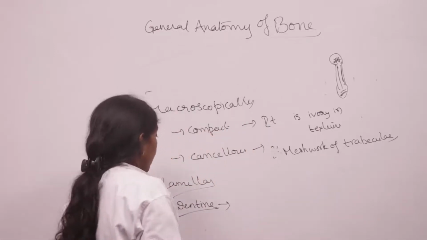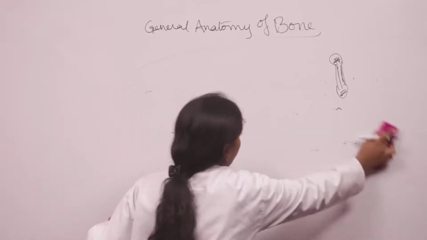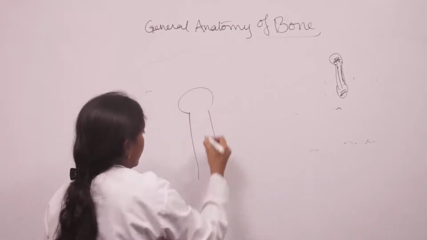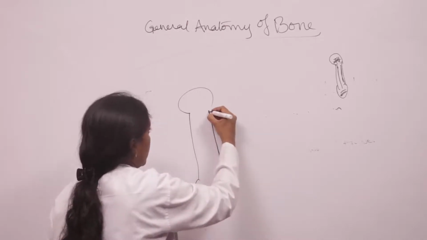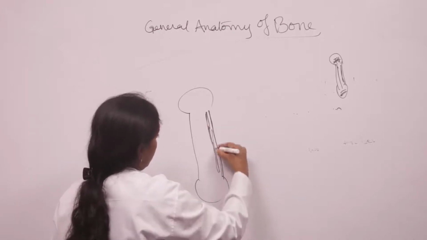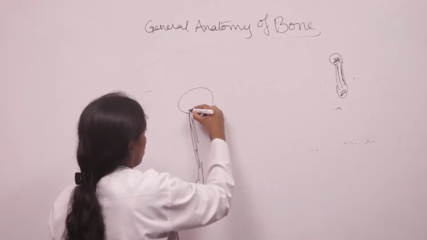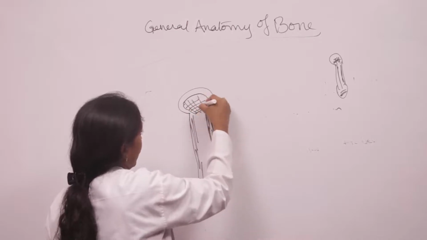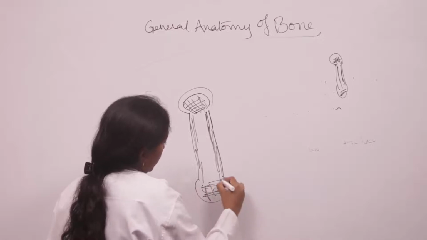Coming to the structure of a long bone. We know that a long bone has two ends. First, it is covered by periosteum, and inside the periosteum we have the cortex. The cortex is made up of compact bone. This is the cortex, and the ends of the bone are occupied by cancellous bone, which is formed by a meshwork of trabeculae.